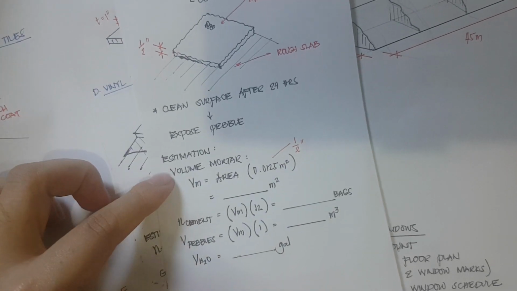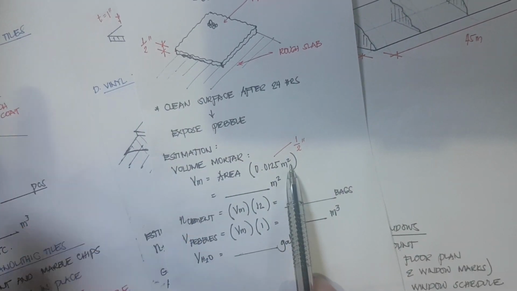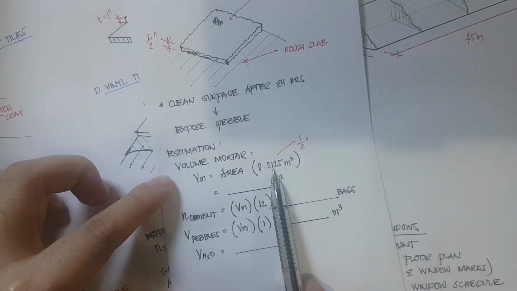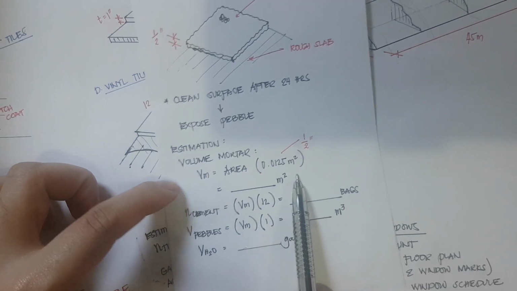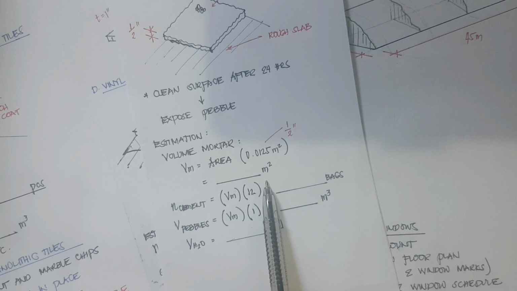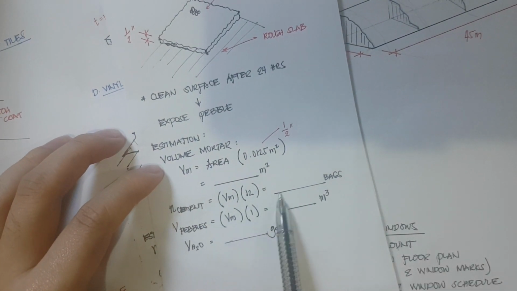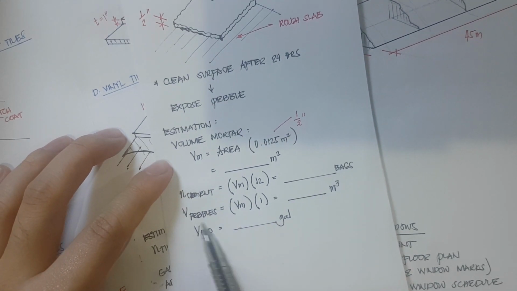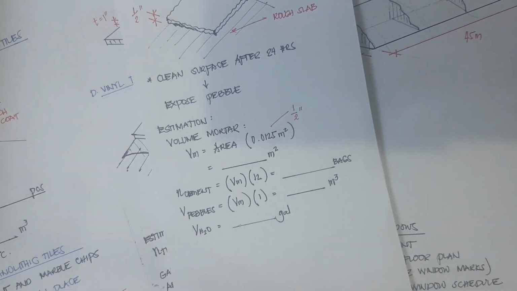For the volume of mortar, we have the surface area times the thickness of 1/2 inch, or 0.0125 meter. Then you can now solve for the volume. Now, using the Class B mix, we have the volume of the mortar times 12. You can now have the value of your bags. Then, for the volume of the pebble, you have the volume of the mortar times 1. Then next is for the water.